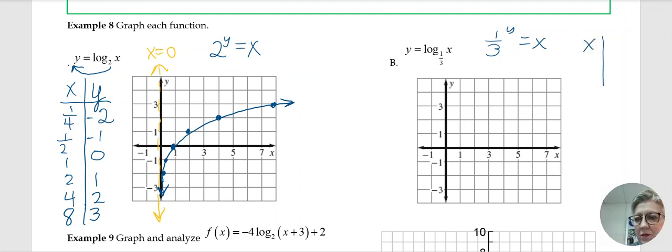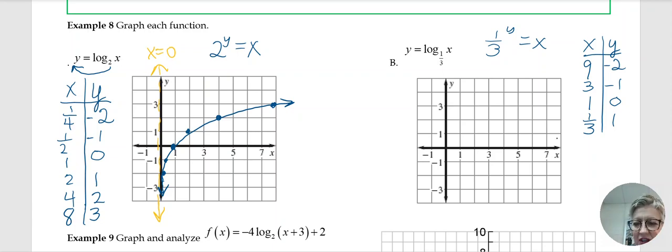Let's make our table. All right, let's pick negative 2 for y. That's going to give us 9. That may be too big. So negative 1 would give us 3. 0 would give us 1. 1 would give us a third. And that's probably about what we'll squeeze in there.